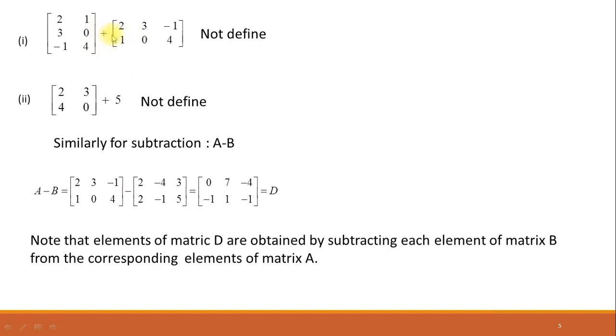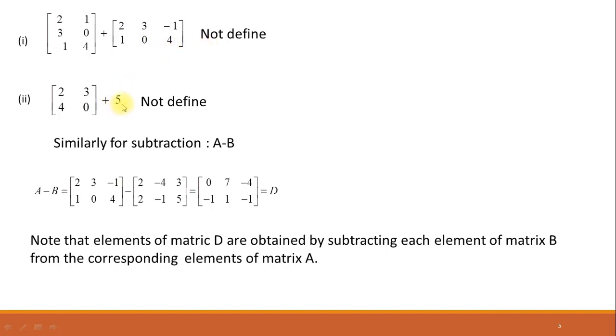Similarly, in this example, we note that we cannot add these two matrices. Why can we not add these two matrices? Because the order of these two matrices is different. This matrix has 3 by 2 order. In this matrix there are 3 rows and 2 columns. Similarly, in this matrix there are 2 rows and 3 columns. So we cannot add these two matrices.